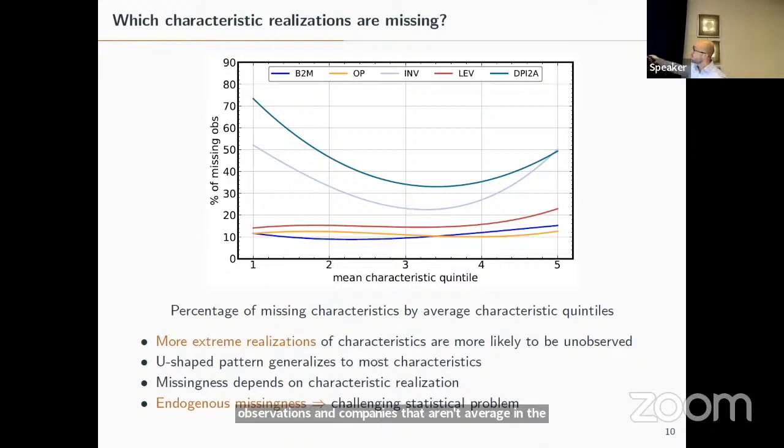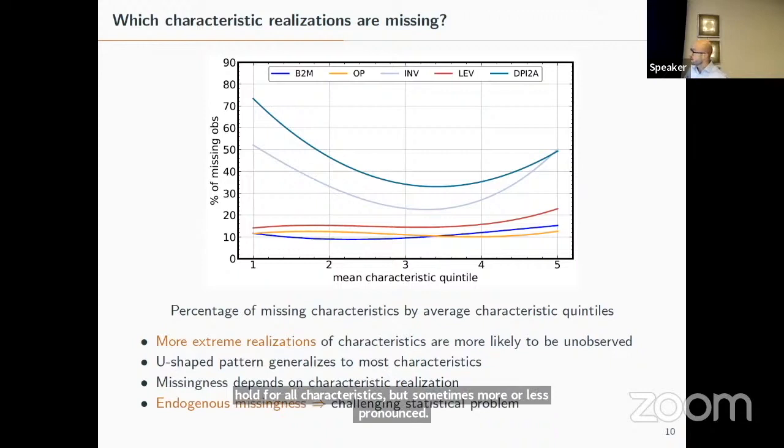And then you have again more missing values if you're in the largest investment quintile. So these U-shaped patterns are uniform. They hold for all characteristics, but sometimes more or less pronounced. What it means is more extreme realizations are more likely to be missing. And you can interpret that as an endogenous form of missingness. And that's actually very hard to deal with statistically.